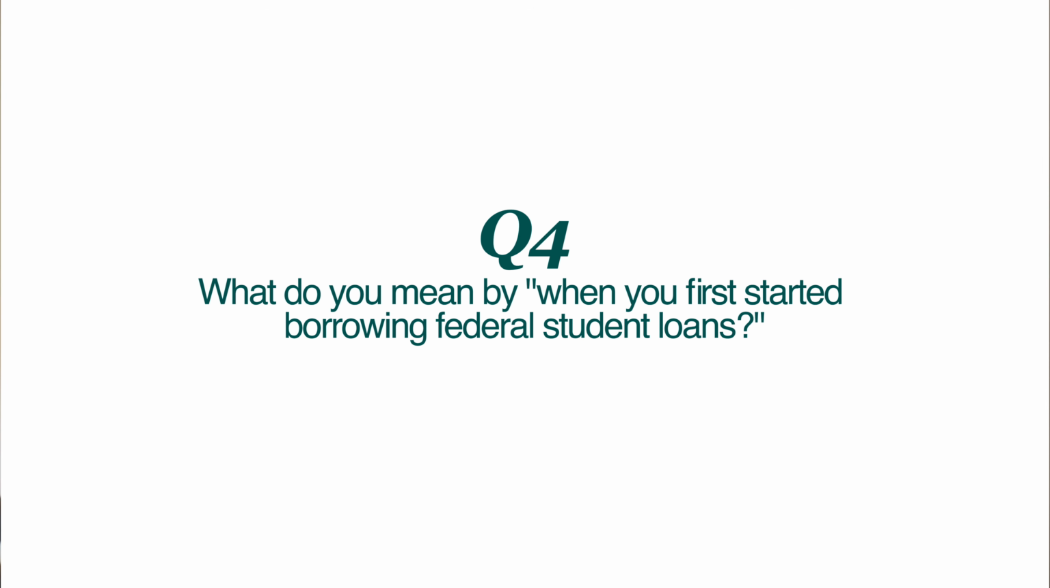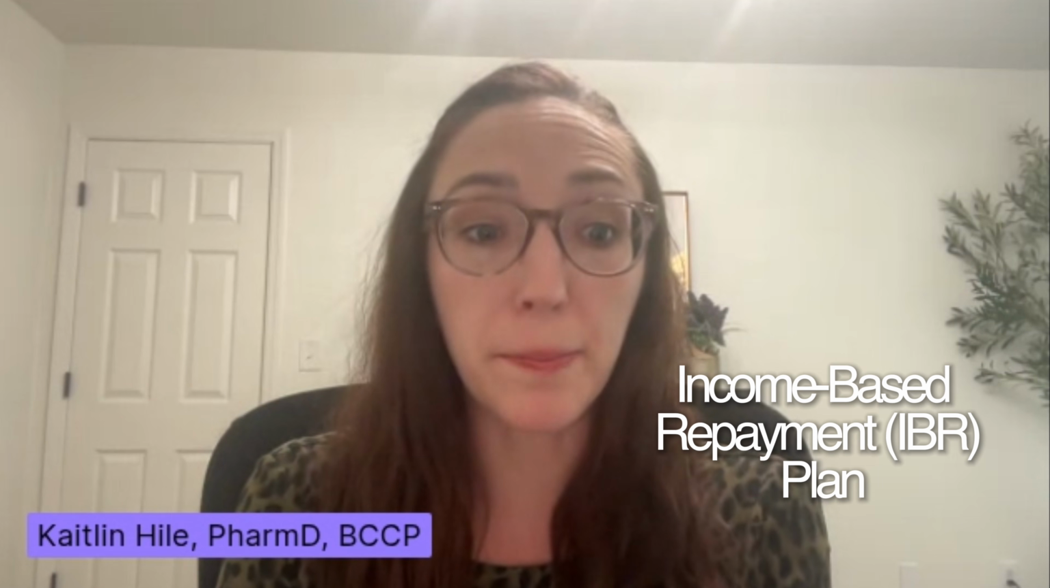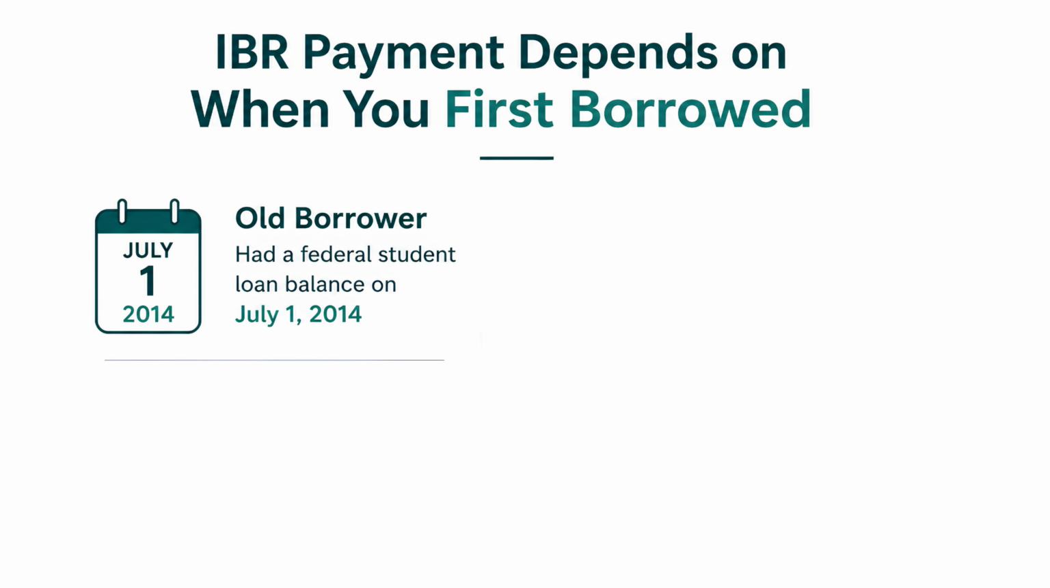What do you mean by that, when you first started borrowing federal student loans? Yes, so for the income-based repayment plan, or IBR, your payment on that plan is dictated based off of whether or not you had a federal student loan balance on July 1st of 2014. I know that's an incredibly arbitrary date, but it's actually a really important one in the student loan world. To tell you how meaningful that date is, if you had a federal student loan balance on that day, July 1st, 2014, you're treated as an old borrower on IBR.